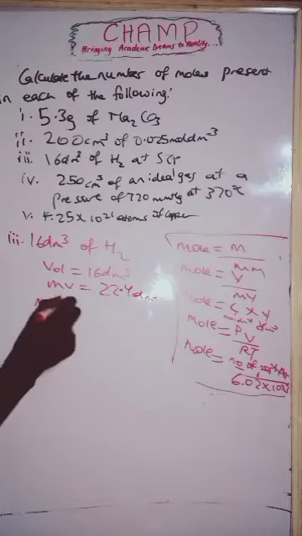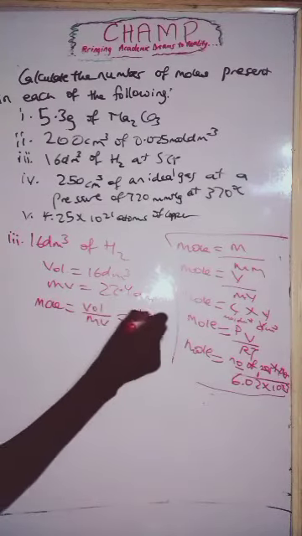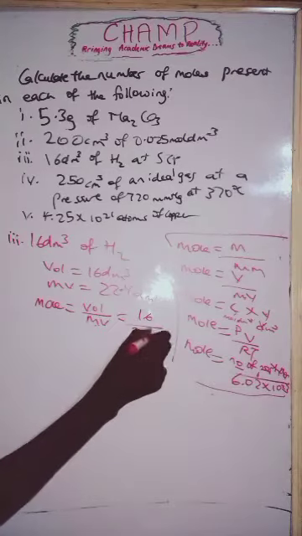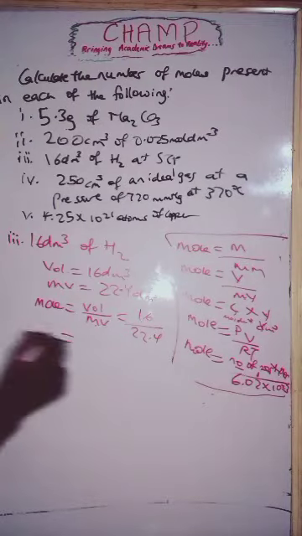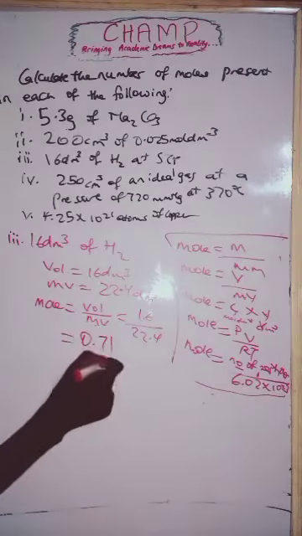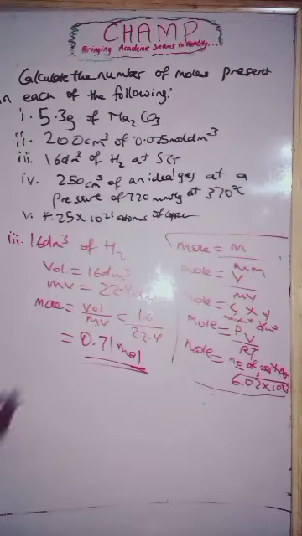So mole is equal to volume over molar volume. Volume is 16, molar volume is 22.4. What will be 16 over 22.4? Let me just get my calculator and press it. So I got 0.71 mole. So that's just about that. Let me take the next question now.